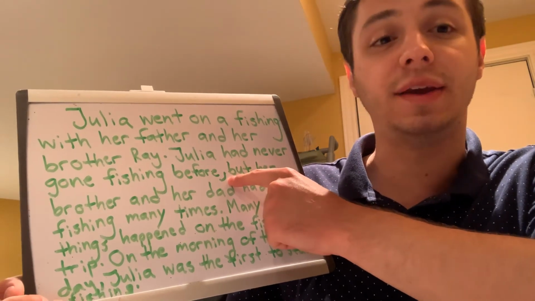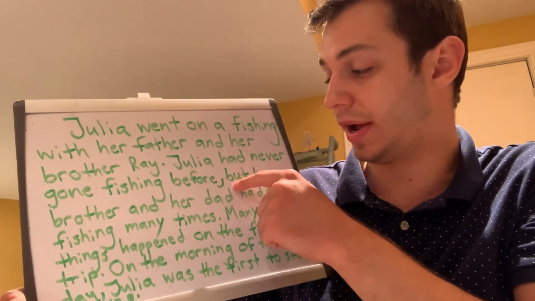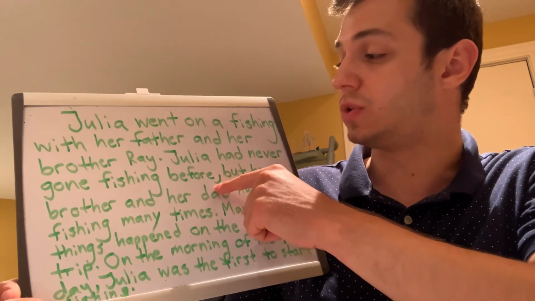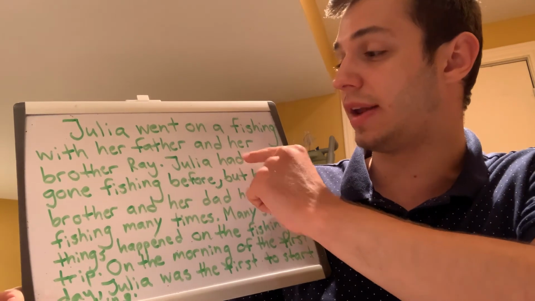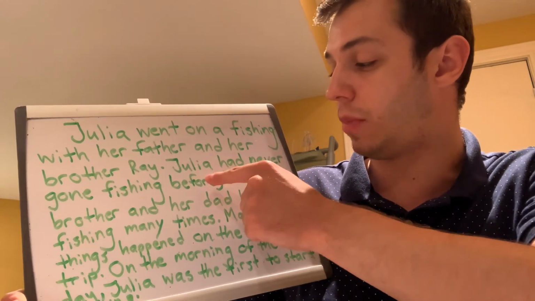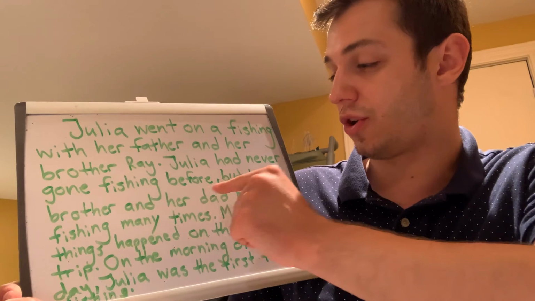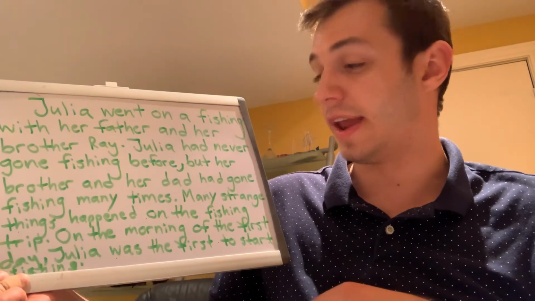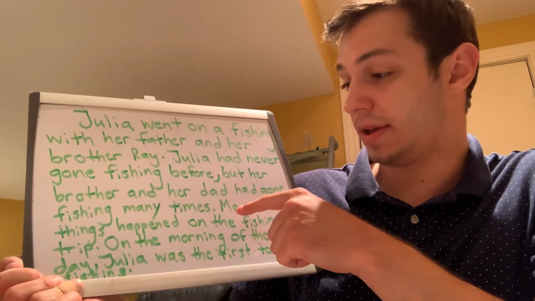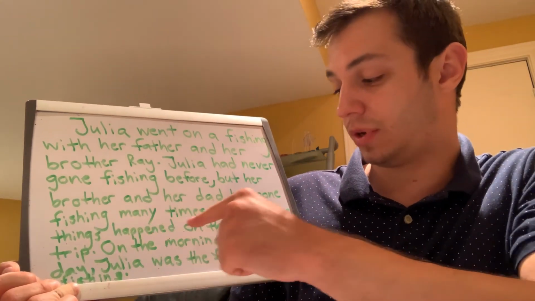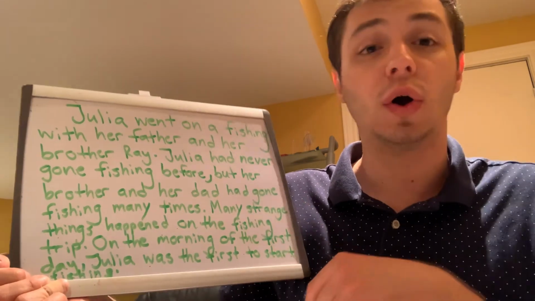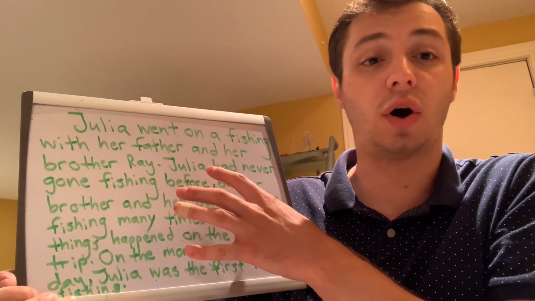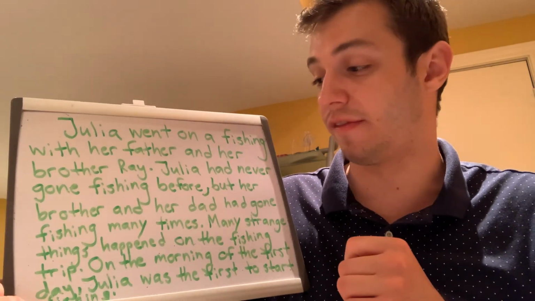We were combining 2 sentences with the word but. So we had to add the comma before the word but. Right, so the sentence once again says, Julia had never gone fishing before, comma, but her brother and her dad had gone fishing many times. The next sentence then says, many strange things happened on the fishing trip. We haven't had any exact words. That's why this is all going to be in one paragraph.